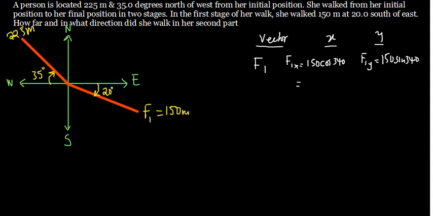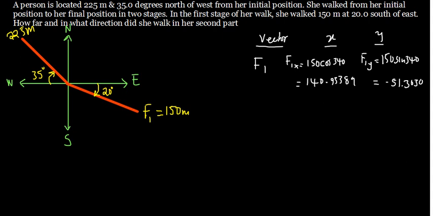150 cos 340 is 140.95389. Okay, and then if you use sine, 150 sin 340, it is negative 51.30.